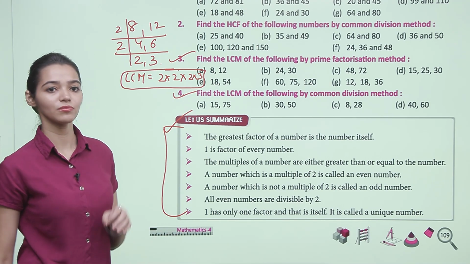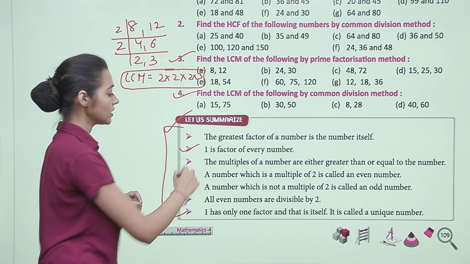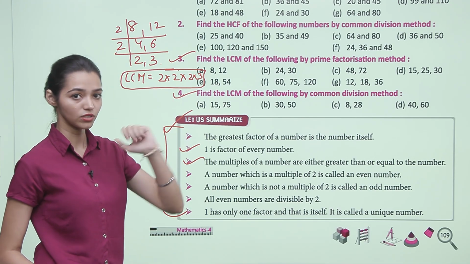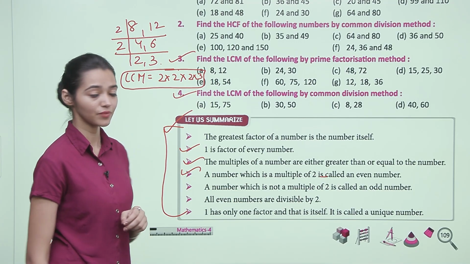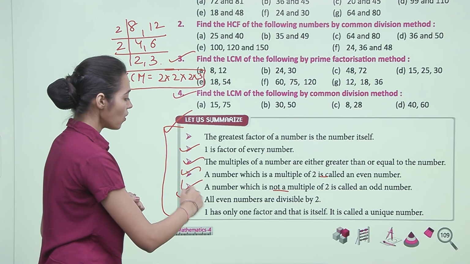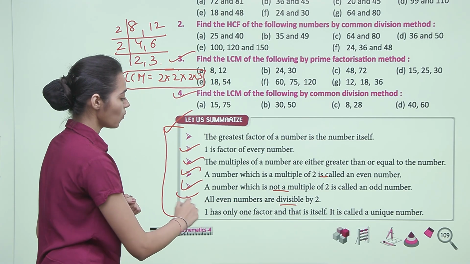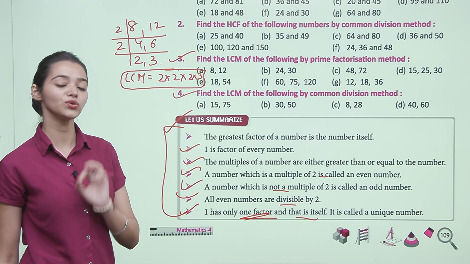Now let us summarize what we have learnt earlier. The greatest factor of a number is the number itself. 1 is a factor of every number. The multiple of a number is either greater than or equal to that number. If a number is a multiple of 2, it is called an even number. A number not a multiple of 2 is an odd number. All even numbers are divisible by 2. One has only one factor and that is itself, so it is called a unique number.